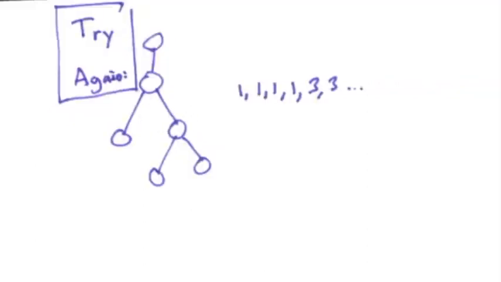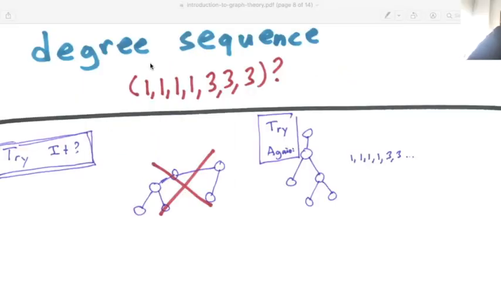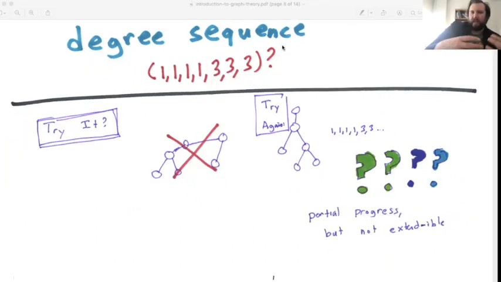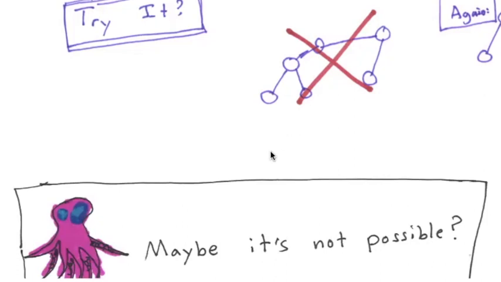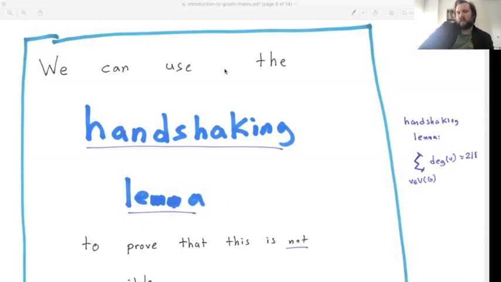I get a graph here that has a degree sequence of 1 1 1 3 3, which is almost what I wanted. I wanted 1 1 1 1 3 3 3. So this is really close, but it's missing this last 3 on the end. Unfortunately, this is not one of those situations where I can extend my partial progress, because as soon as I try to put another vertex in here and connect it to anything, it's going to change some of these numbers. So then I start to wonder, maybe this isn't possible. And in fact, I can use something called the handshaking lemma to prove that this is not possible.